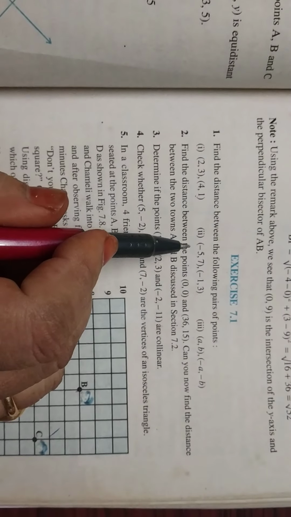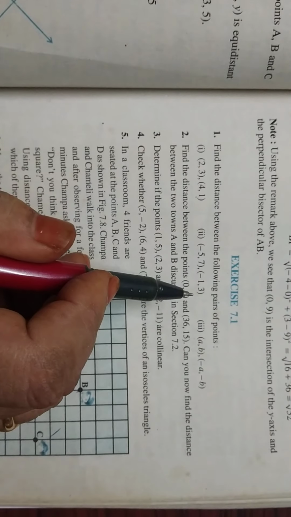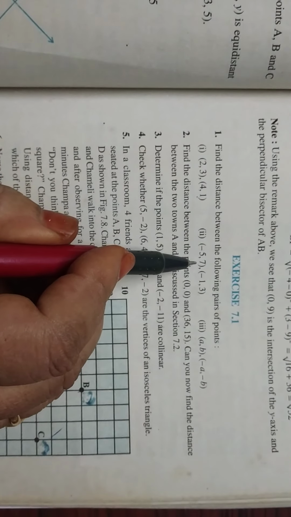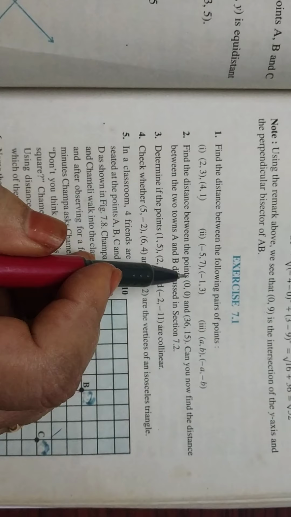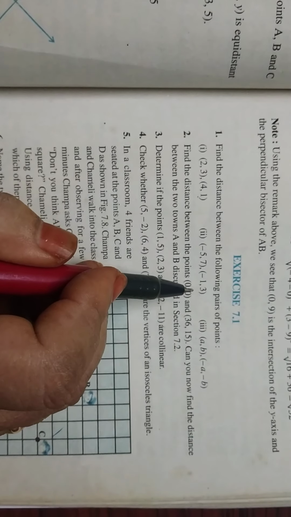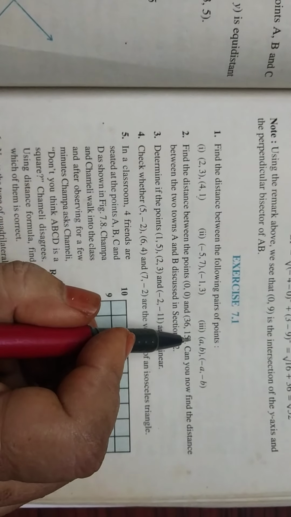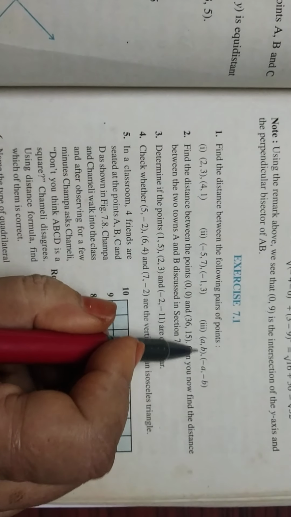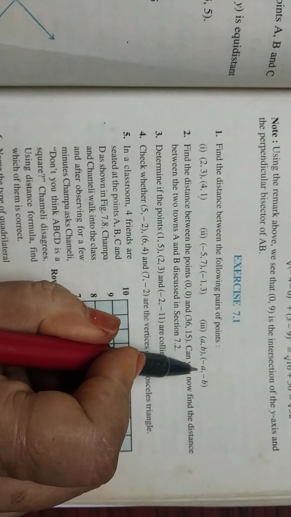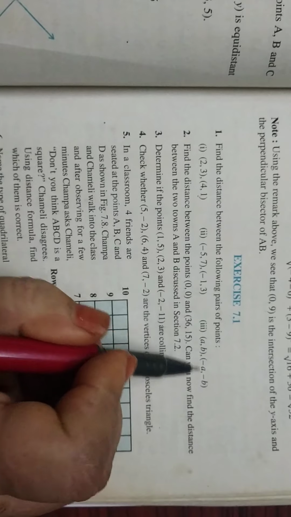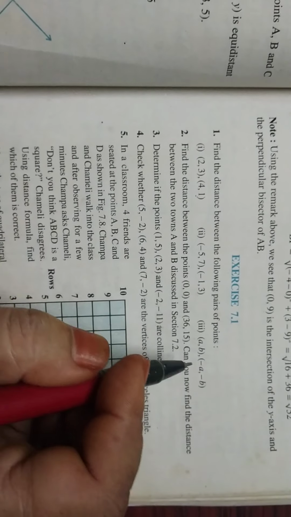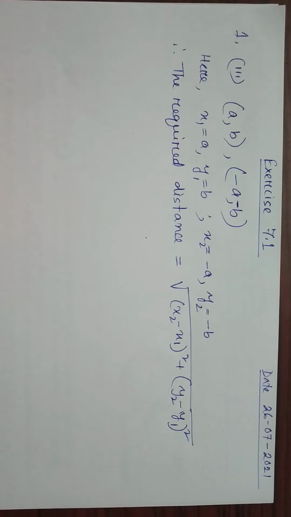Next, the second sum. Here two coordinates are given: (minus 5, 7) and (minus 3, 1). I hope you can do it. Then the third one: one coordinate is (a, b) and another coordinate is (minus a, minus b). That one I'll do.